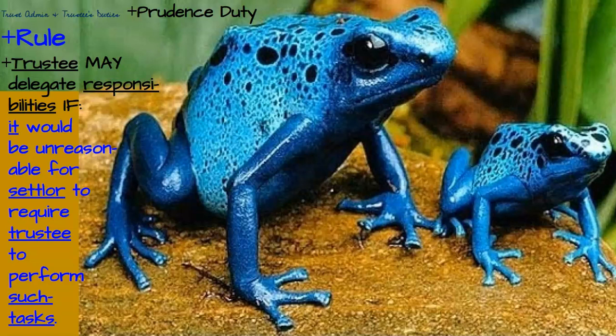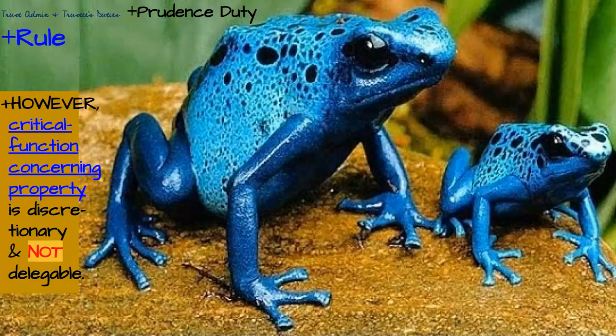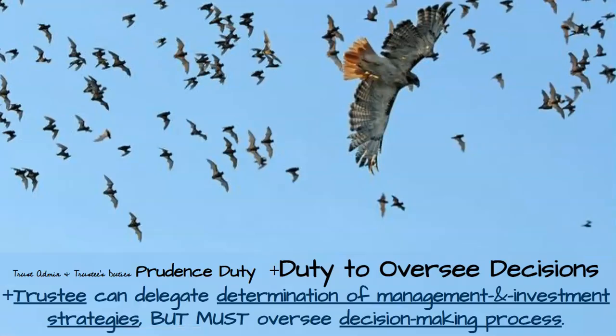Prudence duty. The rule: a trustee may delegate responsibilities if it would be unreasonable for the settlor to require the trustee to perform such tasks. However, the critical function concerning property is discretionary and not delegable. Duty to oversee decisions: the trustee can delegate determination of management and investment strategies, but must oversee the decision-making process.